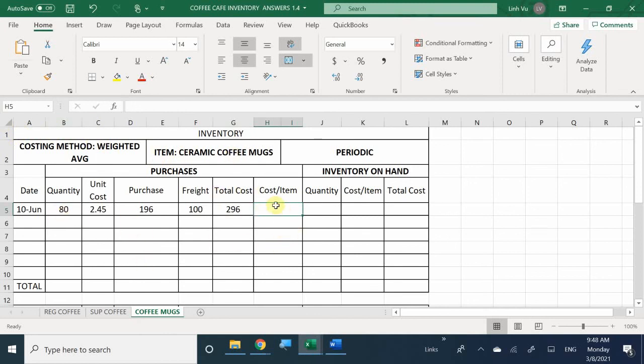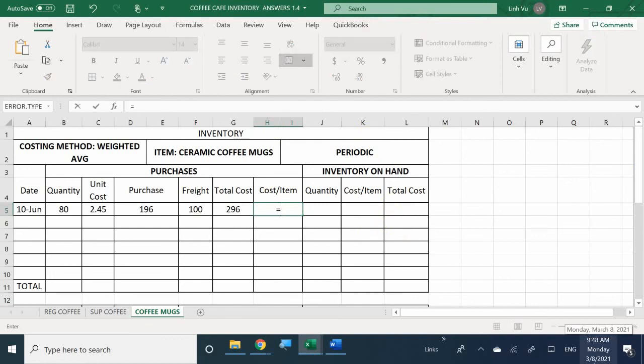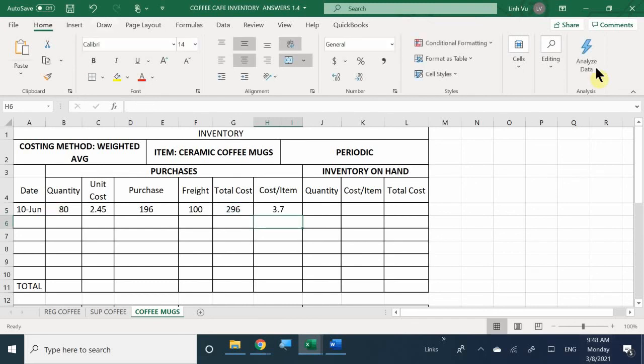This is the first batch I have. So what should I do? We need to make total cost divided by quantity. Because we are only dealing with, what if I only made this one purchase of coffee mugs? Then I'm going to solve for my cost per item, which gives me a total of 3.70. And this is 3.70 even. Okay, so 3.70.